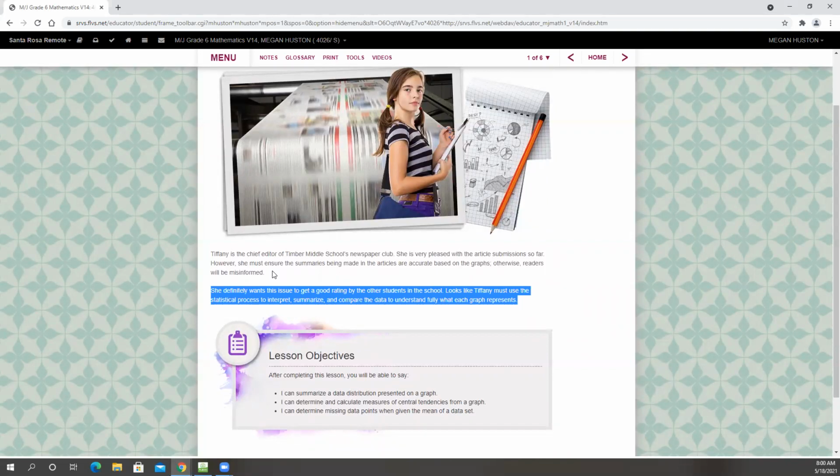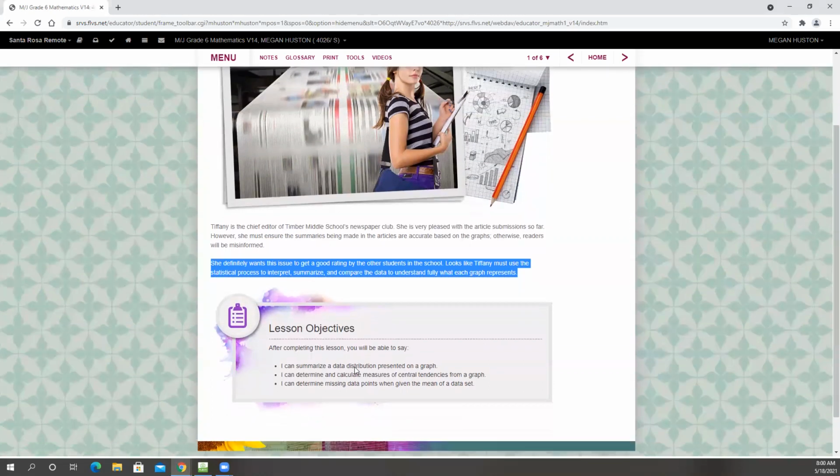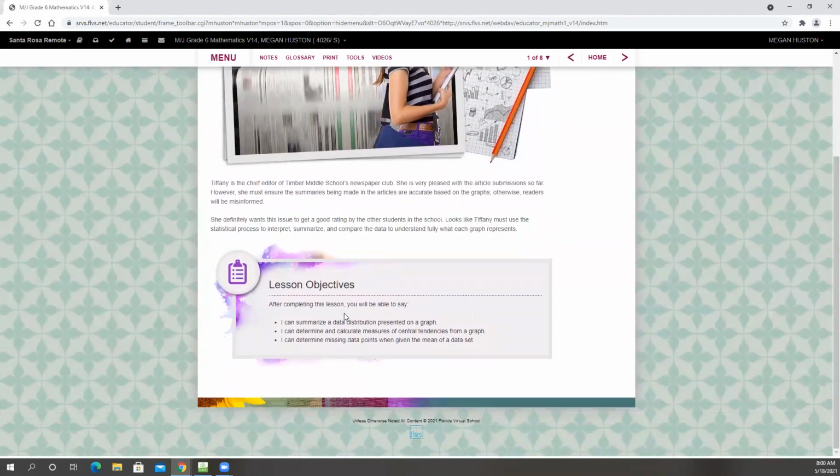Looks like Tiffany must use the statistical process to interpret, summarize, and compare the data to understand fully what each graph represents. So our lesson objectives today are: I can summarize a data distribution presented on a graph. I can determine and calculate measures of central tendencies from a graph. I can determine missing values when given the mean of a data set.